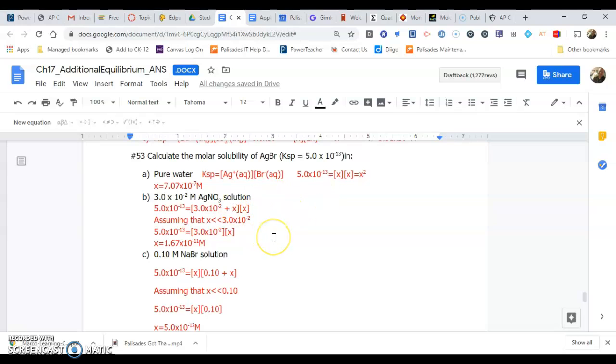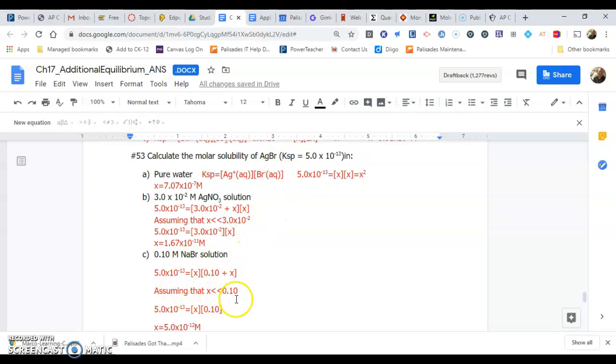Specifically on this paper, just because ICE boxes take me a long time to write on the computer. If you need an ICE box, we can go over that in the conference. Okay, and then the same thing with sodium bromide. Notice that here you have bromide, which is the common ion to silver bromide, right? And so you're going to do the same thing down here.